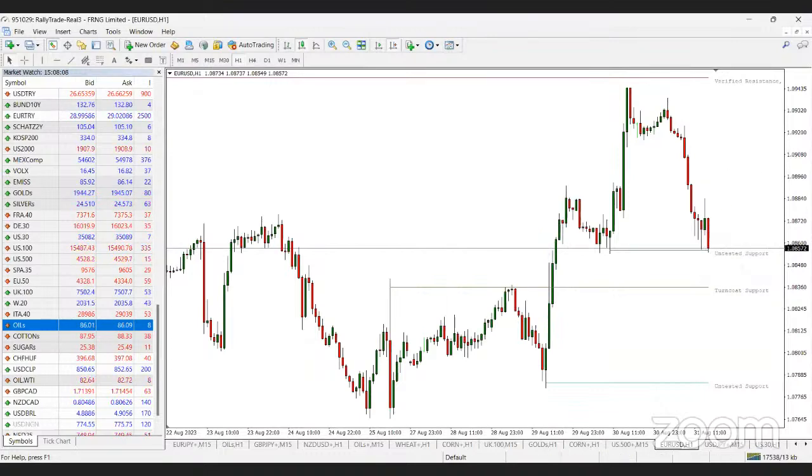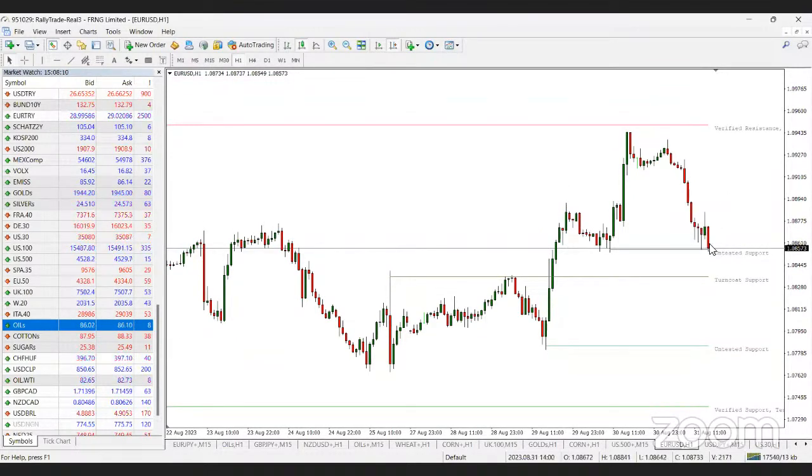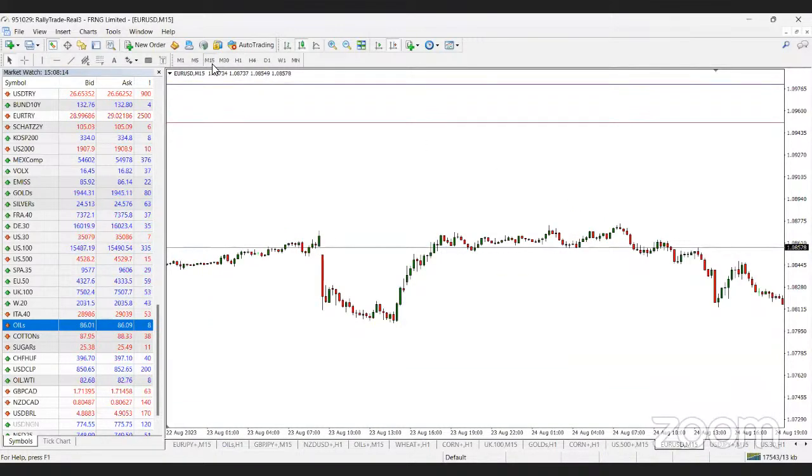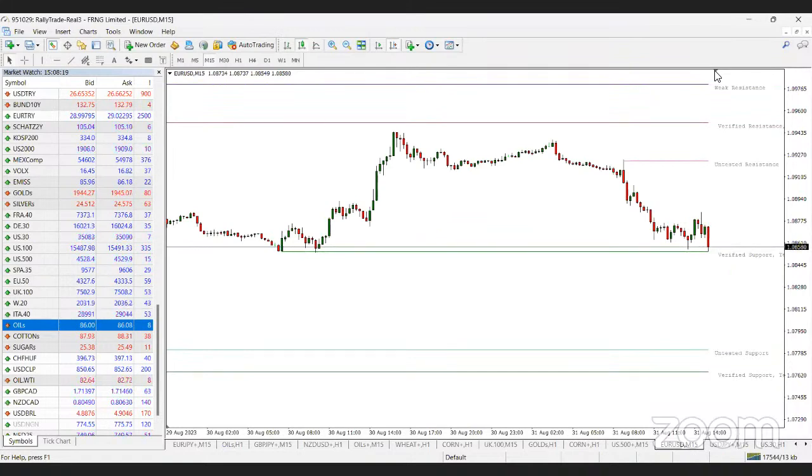So what you notice is that Euro USD is currently at a resistance, not a strong resistance, but is currently at, sorry, support. 15 minutes is calling it a verified support, but it's a support. So what does that mean? It means we have to monitor Euro USD. If the body of Euro USD closes below this verified support, you can continue selling.